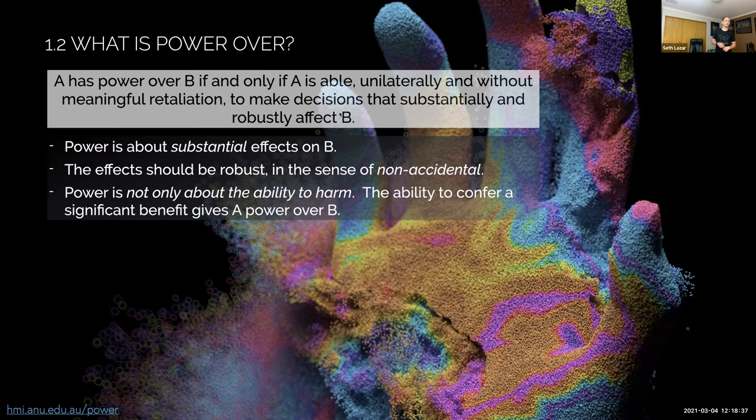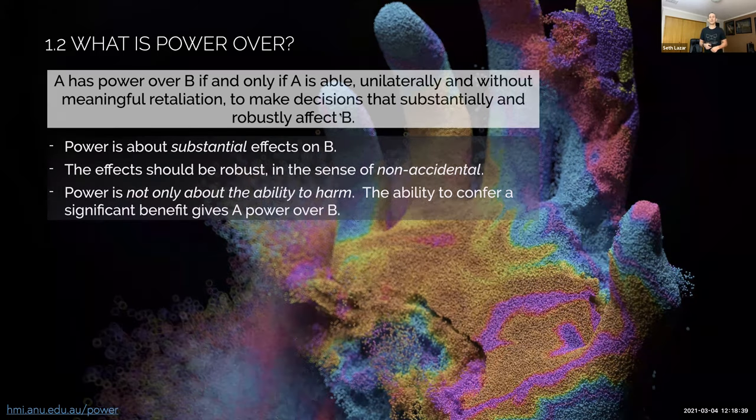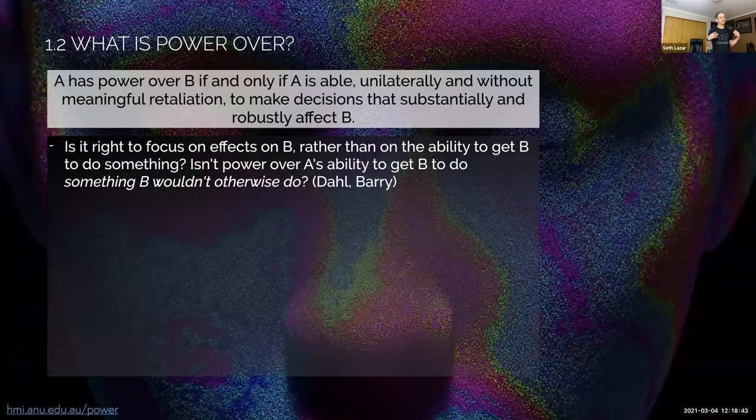But in this one, I'm just going to talk about one objection. This is the notion that we shouldn't define power as being about being able to affect somebody. We should define power as being able to get somebody to do something, getting people to do stuff when they don't want to do it.